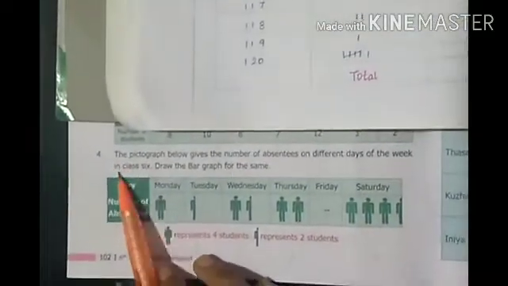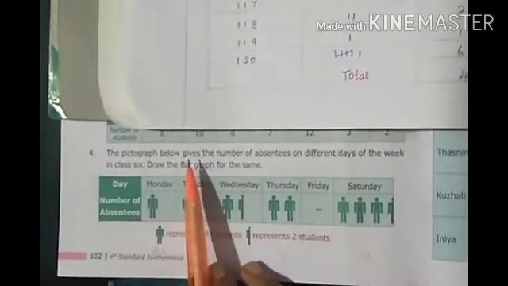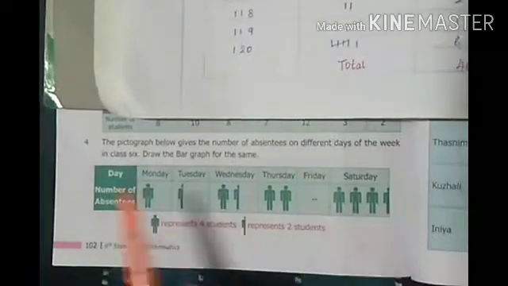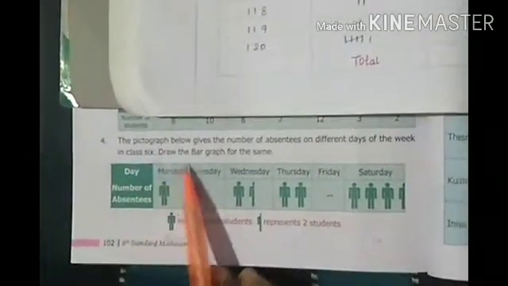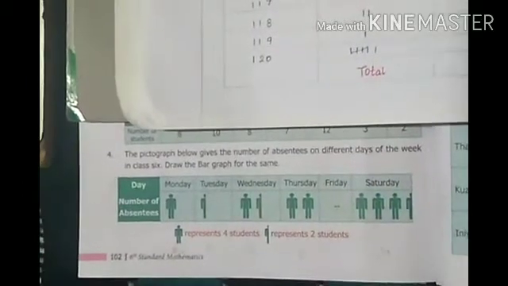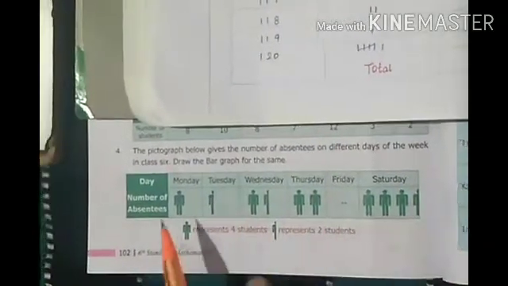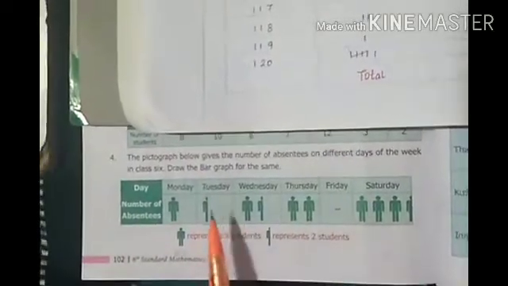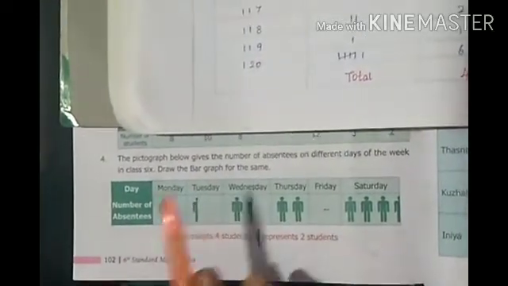Now we will start the fourth question. The question is, the pictograph below gives the number of absentees on different days of a week in class 6. Draw the bar graph for the same. In class 6 there are some absentees. Now we are going to draw the graph. They have given the data, and with the help of the data we are going to draw the graph.